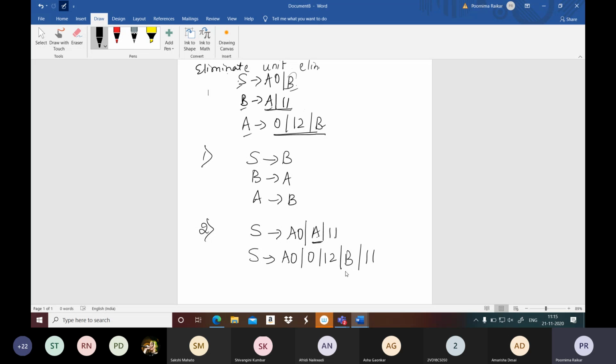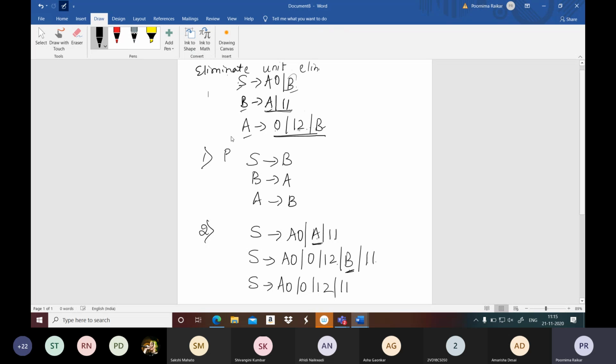But when I see this, again B is a unit production. For B again I have to go with A11, and A11 is already there. So ultimately your rule will be only this, because however I go on substituting B, again I'll get A11. Again A I have to substitute with 0, 1, 2, which is already repeating. So repetition you will not keep. So this is what I get after eliminating unit production for S.